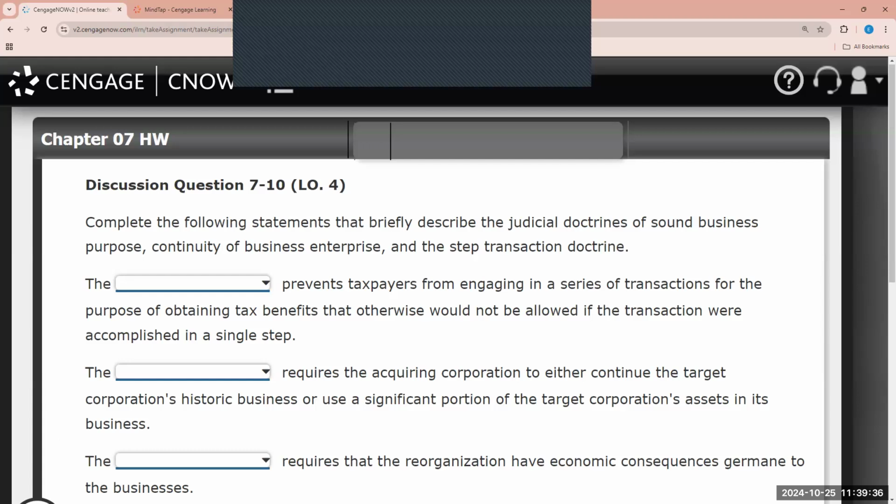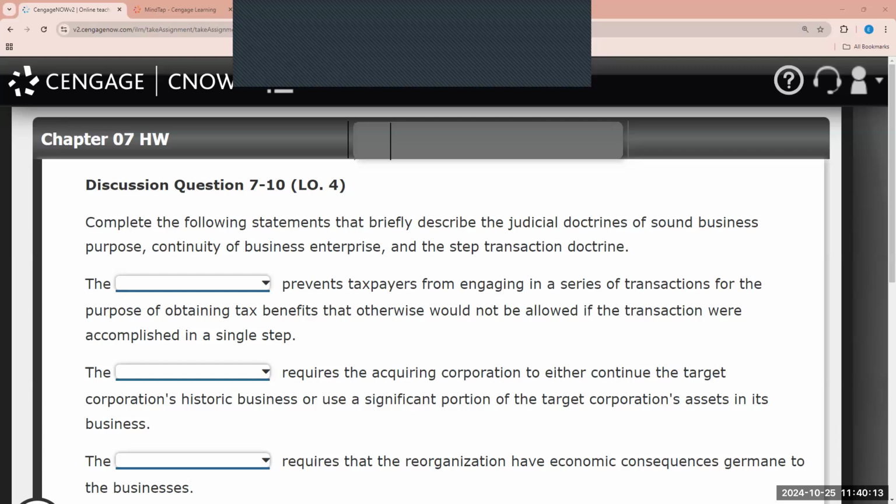All right, this brings us to our next question. Here it states, complete the following statements that briefly describe the judicial doctrines of sound business purpose, continuity of business enterprise, and the step transaction doctrine. So besides the statutory requirements for reorganizations, there are several judicially created doctrines that have become basic requirements for tax-free treatment. These doctrines include the sound business purpose, continuity of interest, and continuity of business enterprise doctrines.